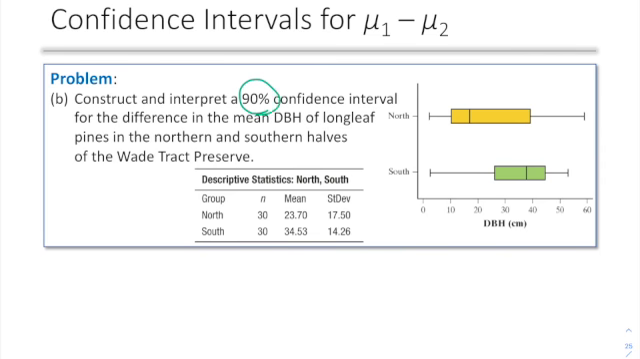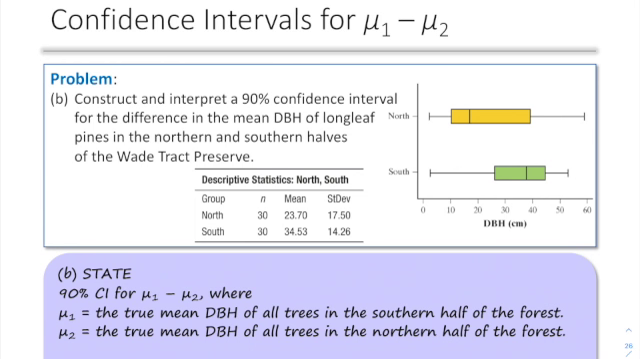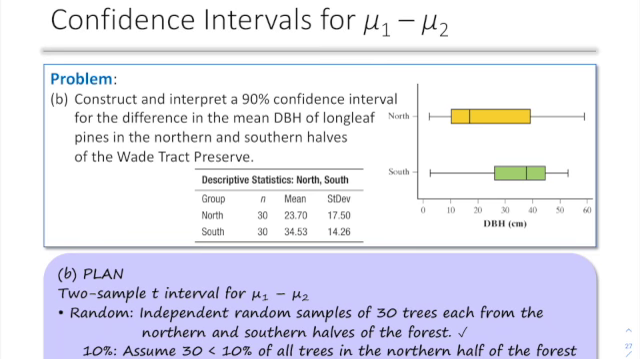Alright, so construct and interpret a 90% confidence interval for the difference in the mean DBH of longleaf pines in the northern and southern halves of the Wade Tract Preserve. So we're doing a 90% confidence interval for the difference of means, where mu sub 1 is the true mean DBH of all trees in the southern half, and mu sub 2 is for the northern half. So this is a 2 sample t interval for the difference of means. We are given independent random samples of 30 trees from each of the halves of the forest. We can assume that 30 is less than 10% of all the trees in each of those halves of the forest, and both are large samples.